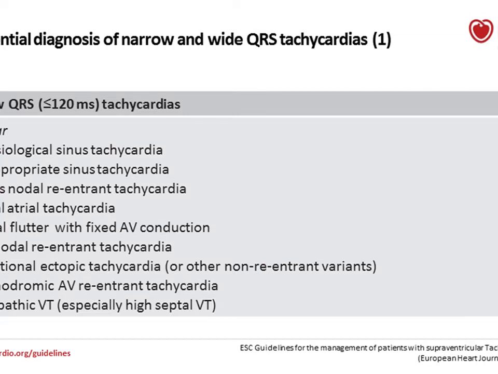So these are the causes of regular narrow complex tachycardia from the guidelines of the European Society of Cardiology. The most common causes we will encounter in the exam usually are AV nodal reentrant tachycardia, AV reentrant tachycardia due to accessory pathway, and atrial flutter.